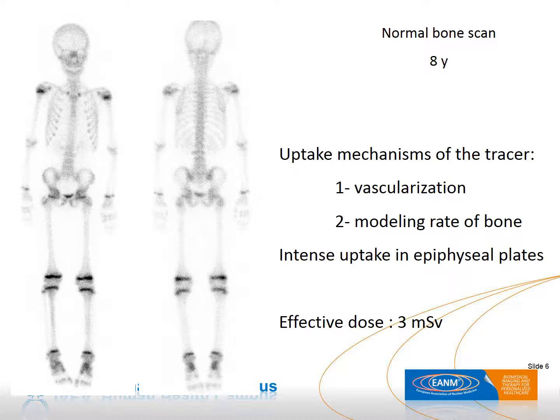This is the normal skeleton of an 8-year-old boy. Uptake is high on the epiphysial plates, which are highly vascularized and have a high rate of bone formation. Normally, the limbs and joints show symmetrical uptake.